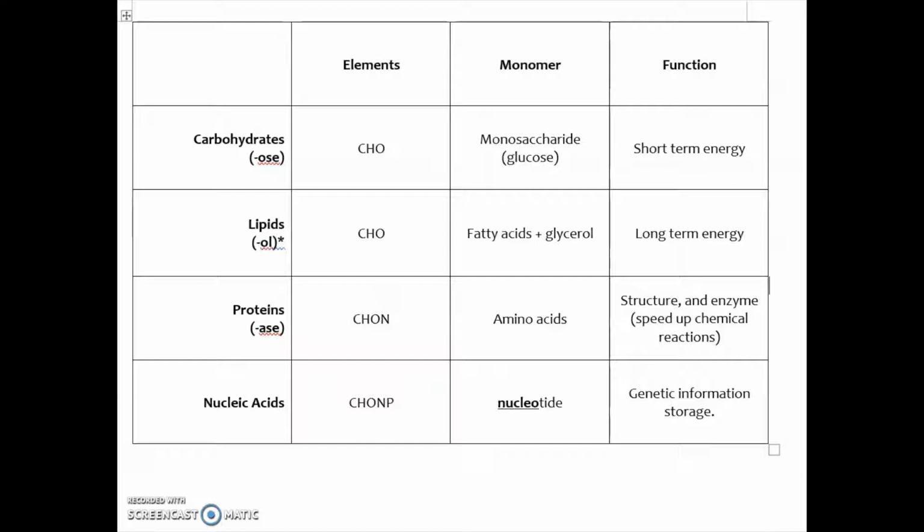Okay, so after this, make sure that you know how to identify a molecule just by its shape or elements. Please also know how to identify a molecule by its function or by its monomers. So these things you have to know. If I give you any sort of information that can differentiate between carbs, lipids, proteins, or nucleic acids, you need to be able to tell me that's exactly what it is.